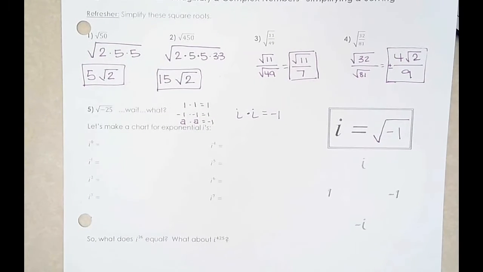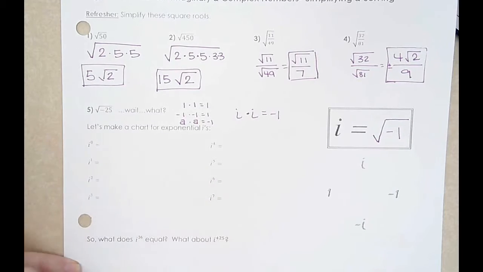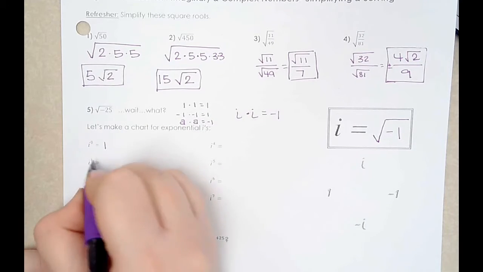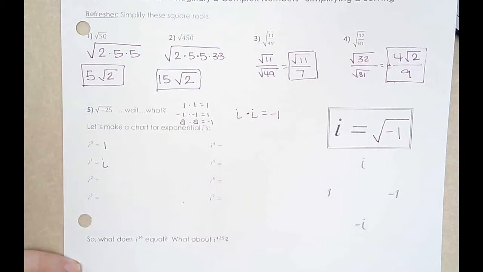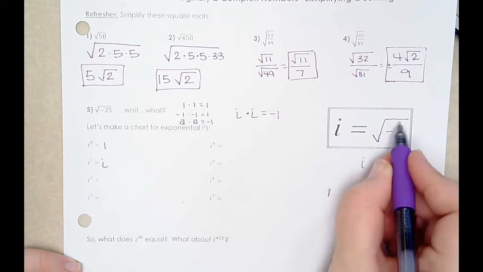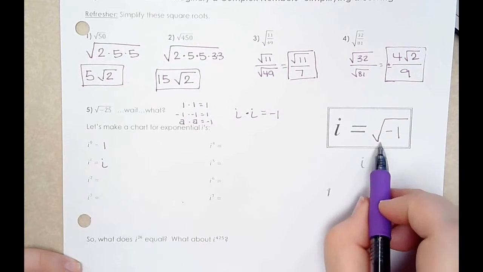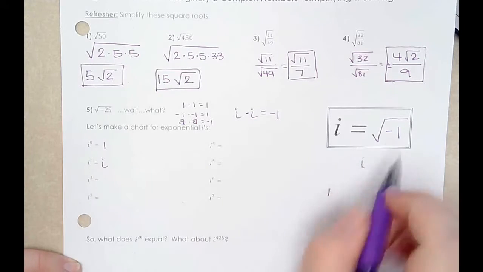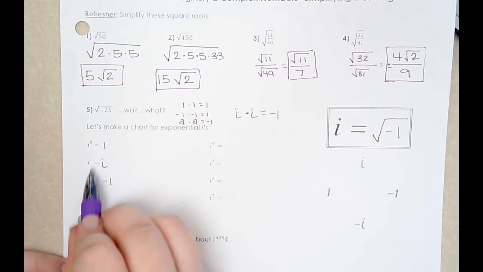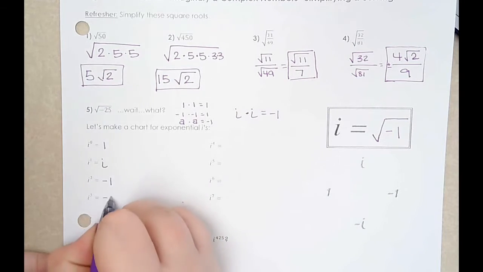It might help if we start by making a chart. What is i to the 0? Any number to the 0 is just going to be 1. What is i to the 1? Any number to the first is just that number. What is i squared? Remember how we said i is just the square root of negative 1? If we take i squared, that's i times i, our final form is negative 1. What is i cubed? It's the same thing as i squared times i to the first, or negative i.